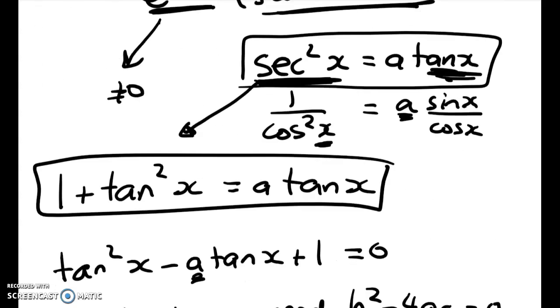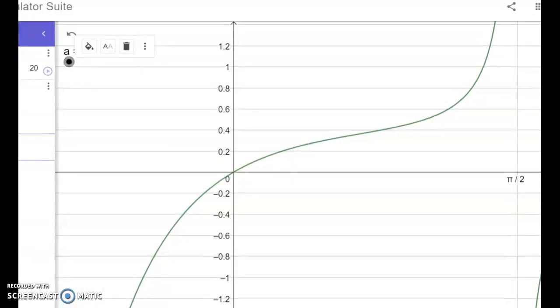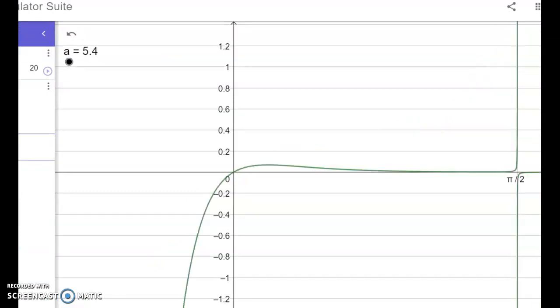Right, let's go back to the question and see what we had to do. We're nearly there. So we found the value of a, and we're going to state the exact value of the x coordinate at this point. So I'm going to hop back to GeoGebra now, and we'll have a look before we do it algebraically. I'm going to set the value of a to 2.